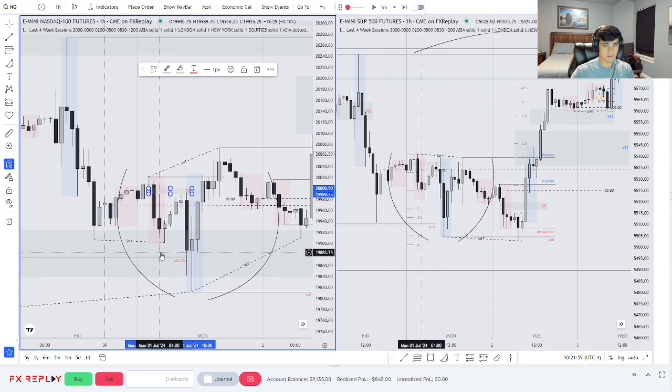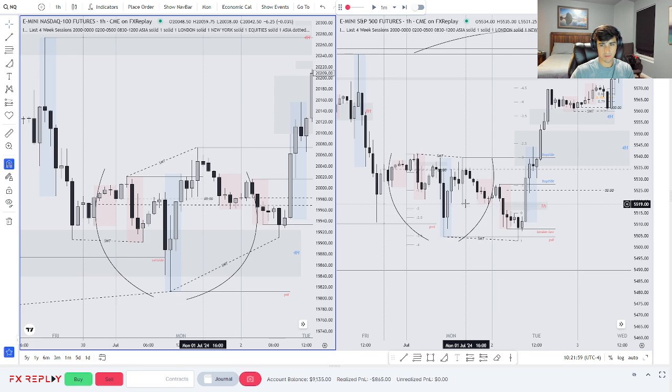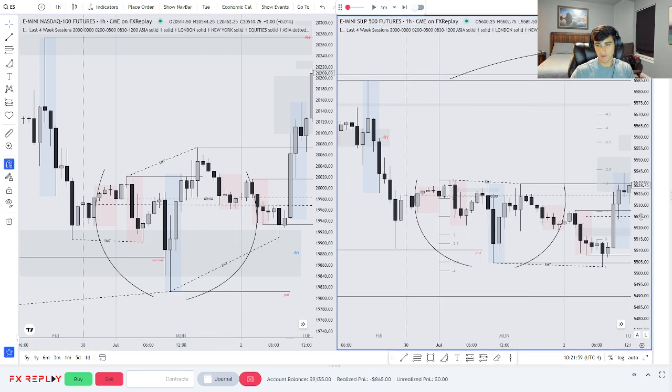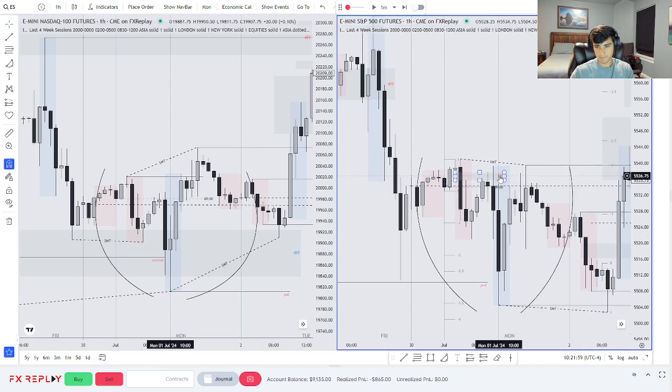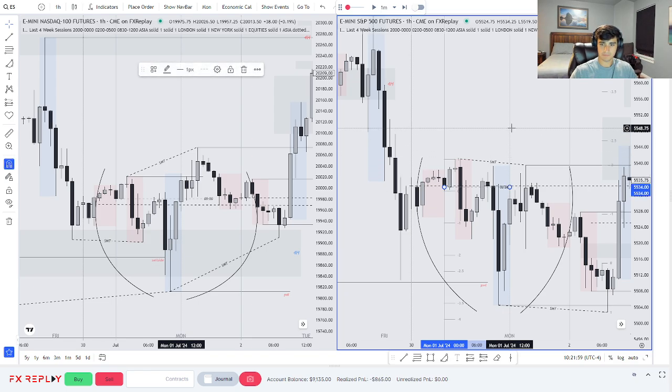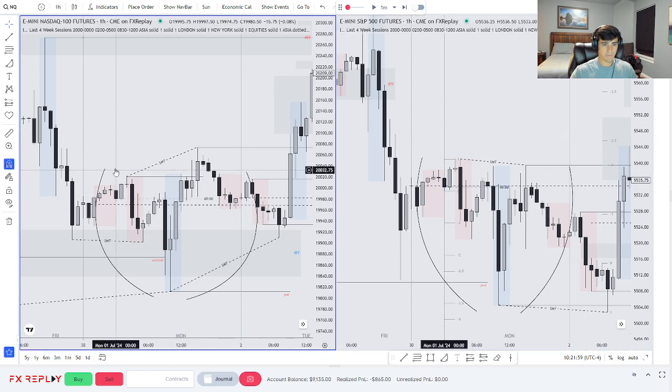Let me get rid of this. Don't need that. Okay. Zoom in on ES. So this is the buy model. This is the external range liquidity, why? Because it started this entire move down. This is the significant swing point in the market that started this entire move down.